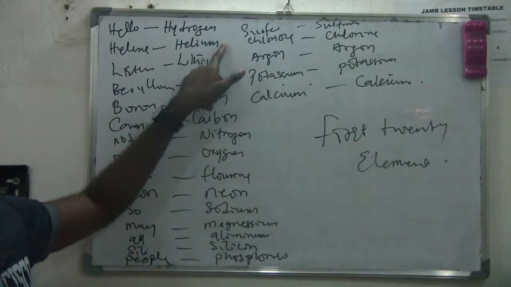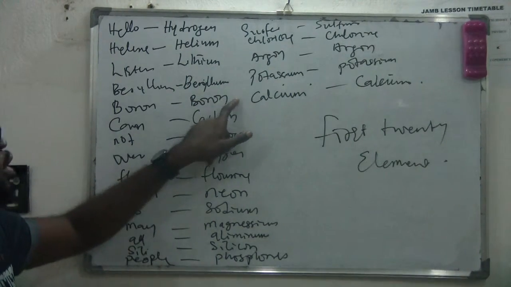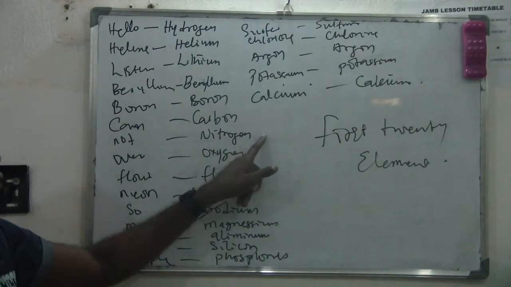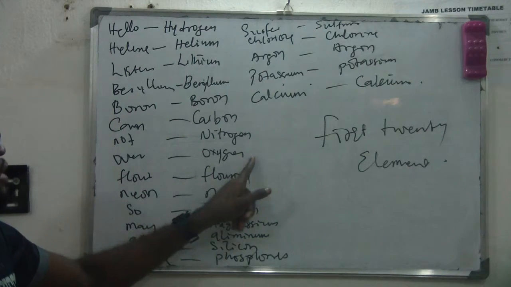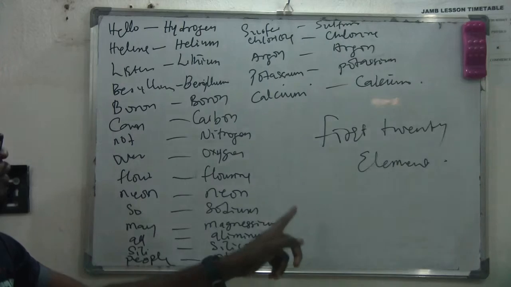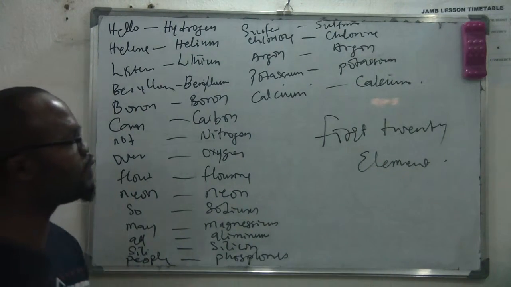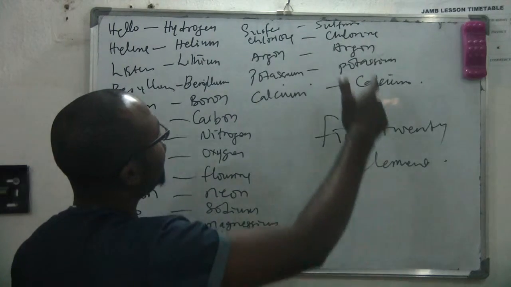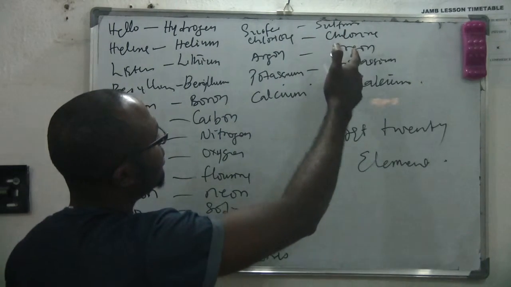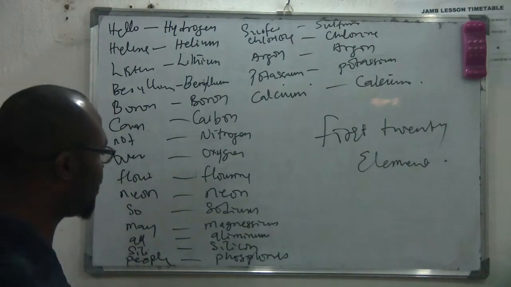That of helium is what? That of lithium is what? 3. That of beryllium 4, boron 5, carbon 6, nitrogen 7, oxygen 8, fluorine 9, neon 10, sodium 11, magnesium 12, aluminium 13, silicon 14, phosphorus 15, sulfur 16, chlorine 17, argon 18, potassium 19, calcium 20.